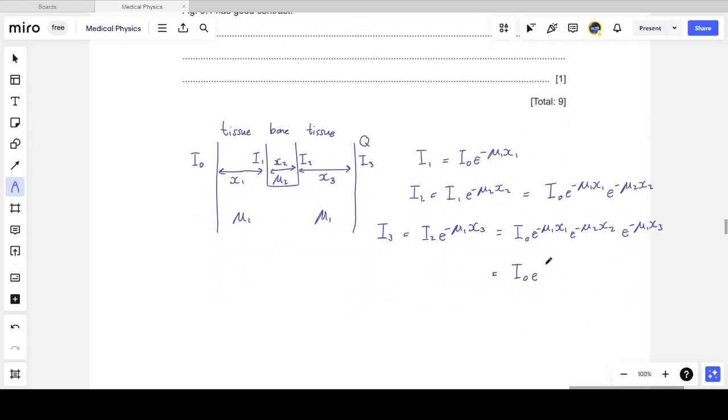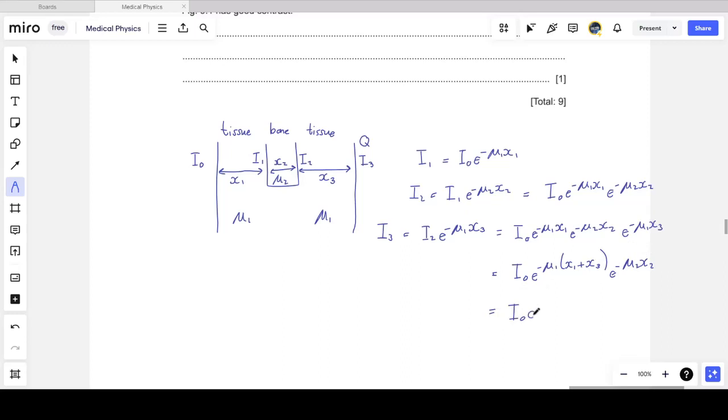And if I do a little bit of mathematics, I can see that this becomes I0, the initial incident intensity, e to the minus, now I can group whatever has a mu1 in the coefficient, so e to the minus mu1 times x1 plus x3, so I can actually add the distances together, and I can multiply it by e to the minus mu2 x2. Aha, so this is actually very simple.